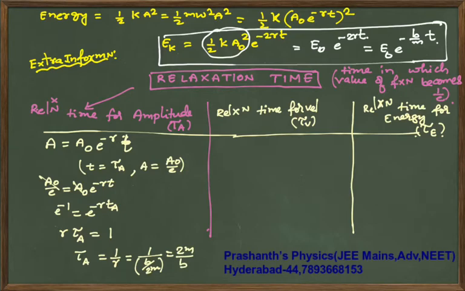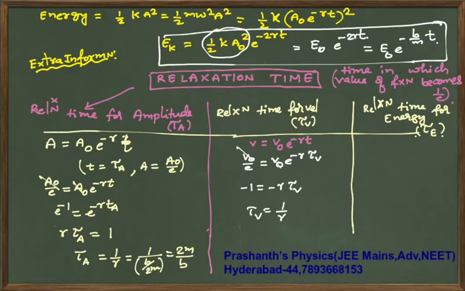Similarly, if you do the same for velocity, it will be in the form v equal to v naught e power minus gamma t. So v naught by e is equal to v naught times e power minus gamma times tau v. V naught will cancel off. Minus 1 is minus gamma times tau v, so tau v is 1 by gamma, which is 2m by b.